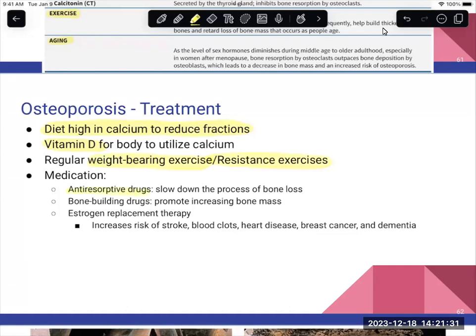There's anti-resorptive drugs. They're trying to slow down those osteoclasts from breaking down that bone. We also have different bone building drugs that are going to stimulate those osteoblasts to build more bone. There's also estrogen replacement therapy, but it does bring an increased risk of stroke, blood clots, heart disease, breast cancer, and dementia. There's some newer ones out on the market, but they're still working on a lot of these side effects. So it's very hit or miss.